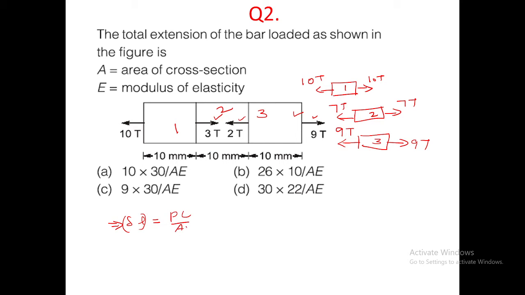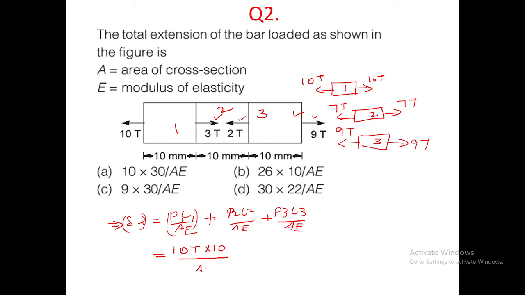Okay, so the total extension of the bar is del L equal to PL divided by AE. For bar 1, P1 L1 divided by A1 E, E is common. So P2 L2 divided by AE, P3 L3 divided by AE. So here P1 is 10T, L is 10 mm.